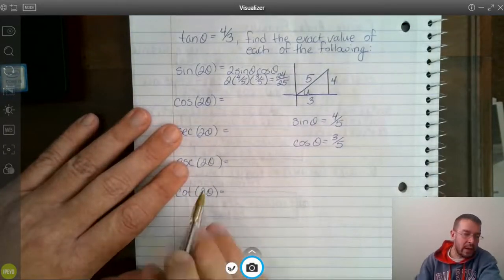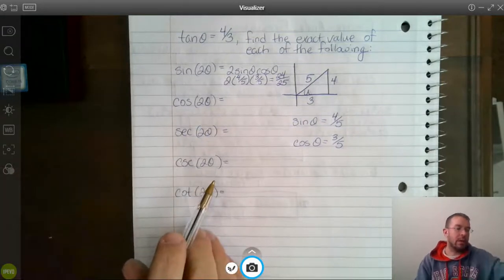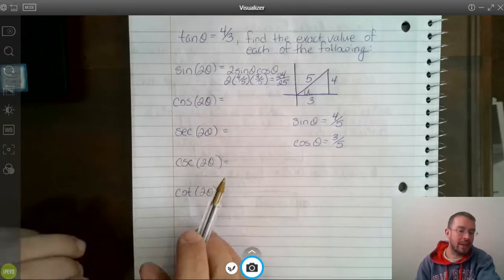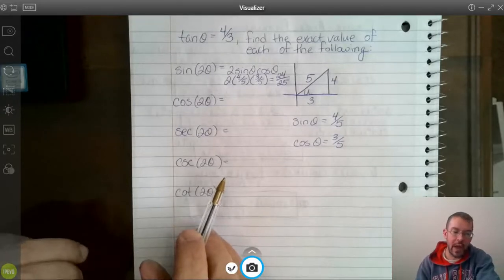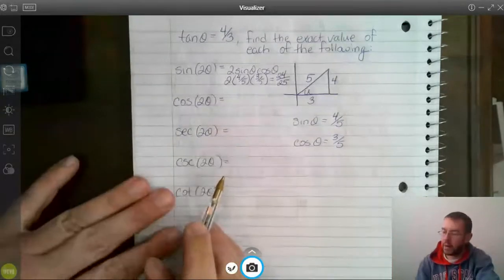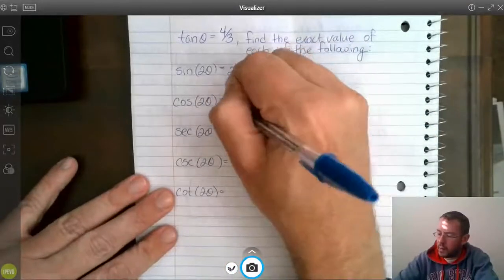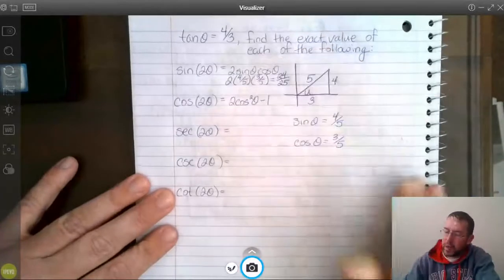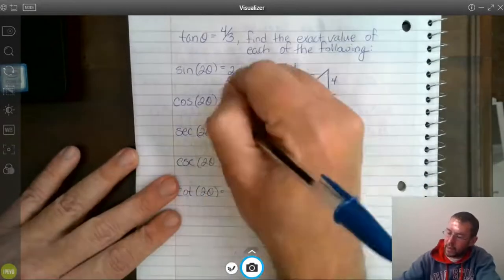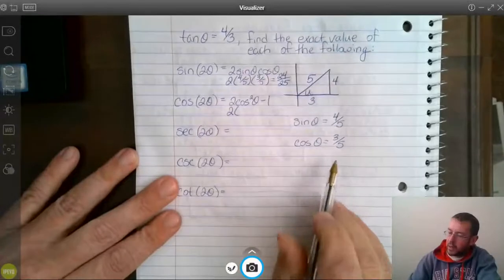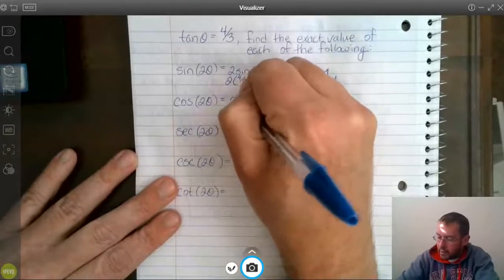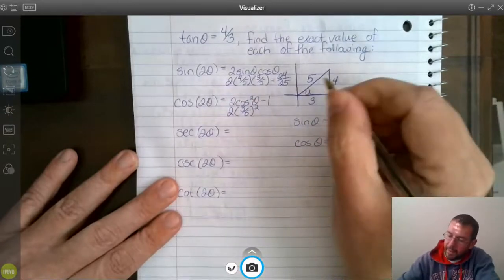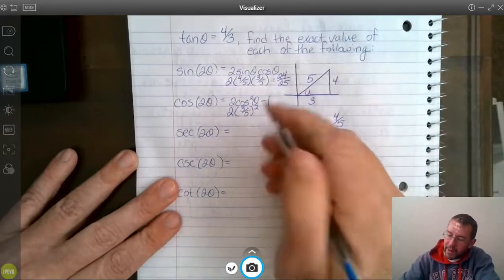Now cosine of 2 theta, like we talked about earlier, has multiple different formulas. Again, it doesn't matter which one you use because we have both sine and cosine. I'll just go ahead and use 2 cosine squared theta minus 1. So I've got 2. Cosine theta is 3/5, but we said cosine squared, so we need to square that. When I square this, I'm going to get 9 over 25.